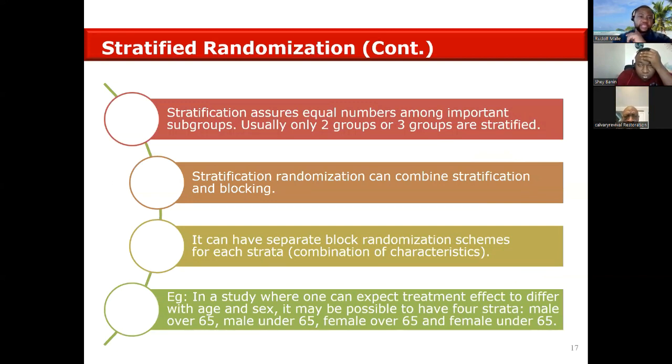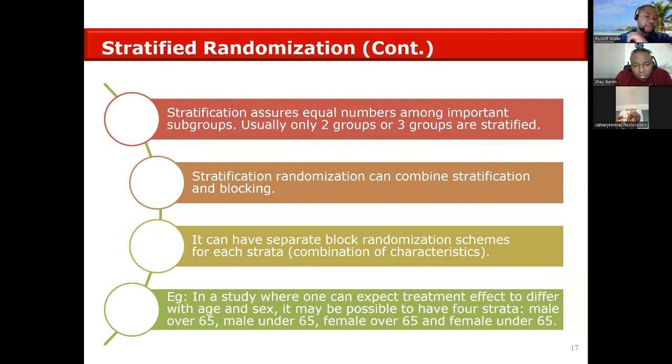So, of course, stratification assures an equal number of subjects among the subgroups. Usually only 2 or 3 groups are stratified. But the most important thing is that the more groups you include in the stratified randomization process, the more complex the study becomes. And this actually applies to all randomization processes, because the more randomized possibilities that you provide, the more options there are for the subject to be randomized into. Of course, the more complex the study will also be.